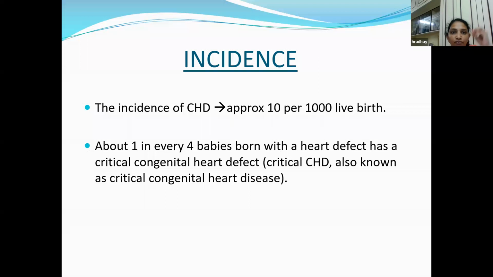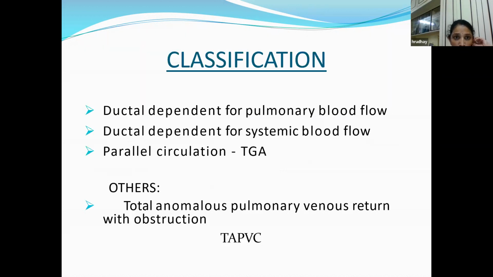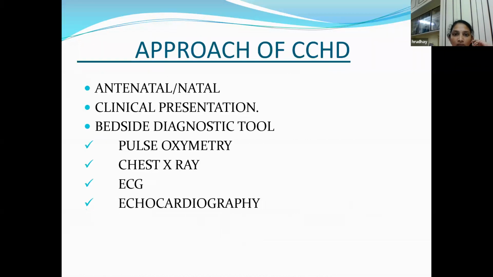So what is the incidence of critical congenital heart disease? Overall, the incidence of congenital heart disease is approximately 10 per 1,000 live births. Of that, almost 1 in every 4 babies is born with a critical congenital heart defect. Almost 25% of all congenital heart disease is critical. So broadly, how do we classify critical congenital heart disease? Duct-dependent pulmonary blood flow, duct-dependent systemic blood flow, parallel circulations like TGA, and others like TAPVC or obstructed TAPVC.